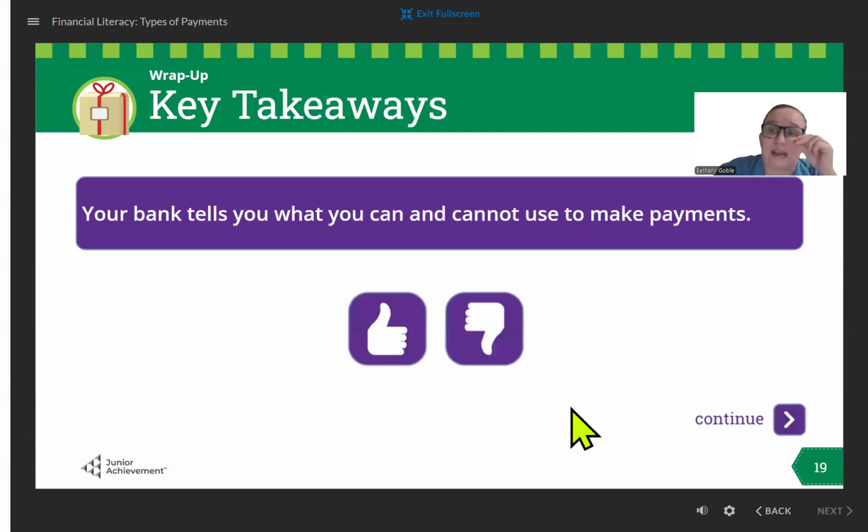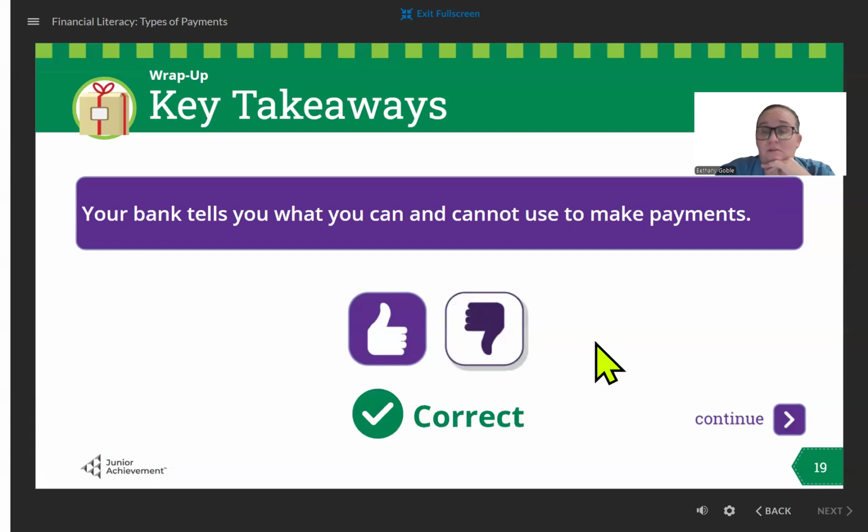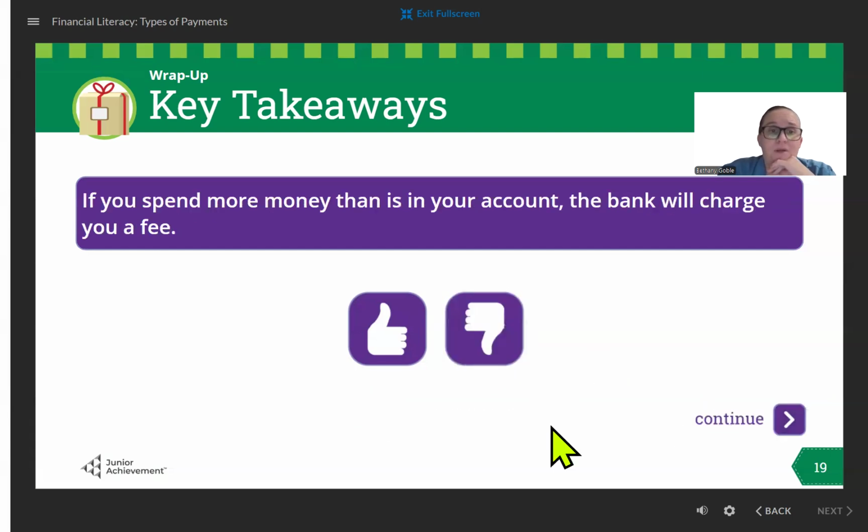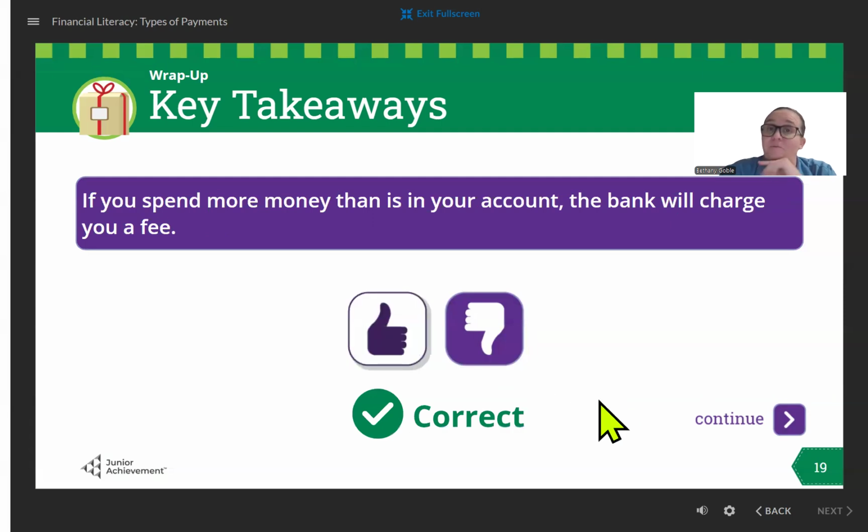The bank tells you what you can and can't use to make payments. No, they can't tell you that, right? If you spend more money than is in your account, the bank's going to charge you a fee. Yes, they will. If I spend $10 and I only have $5 in there, the bank's going to say, okay, we'll pay it, but now you owe us this much money. So be smart, because sometimes you're paying a lot more than what you just bought.